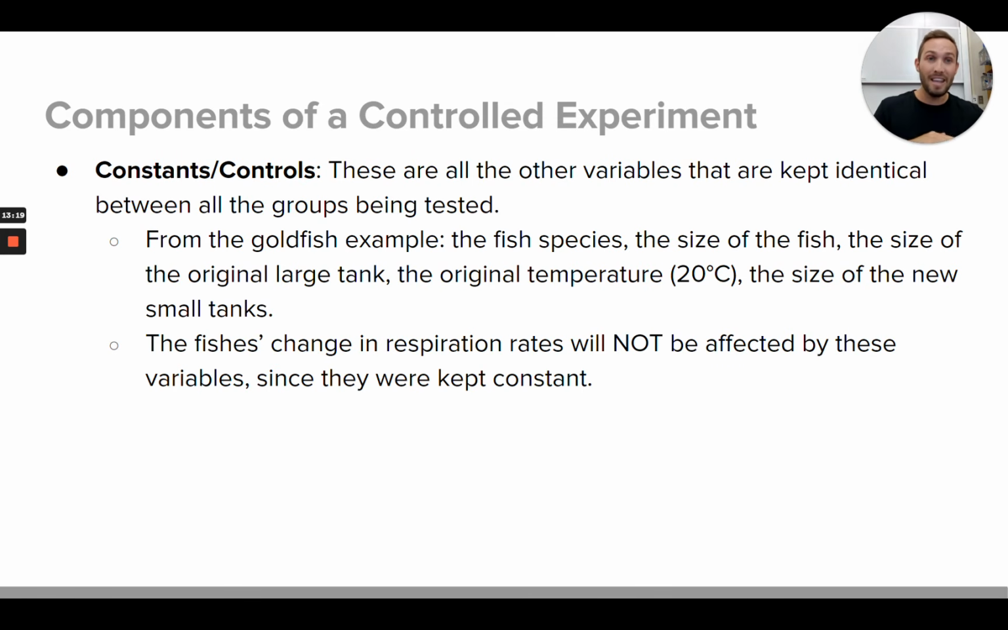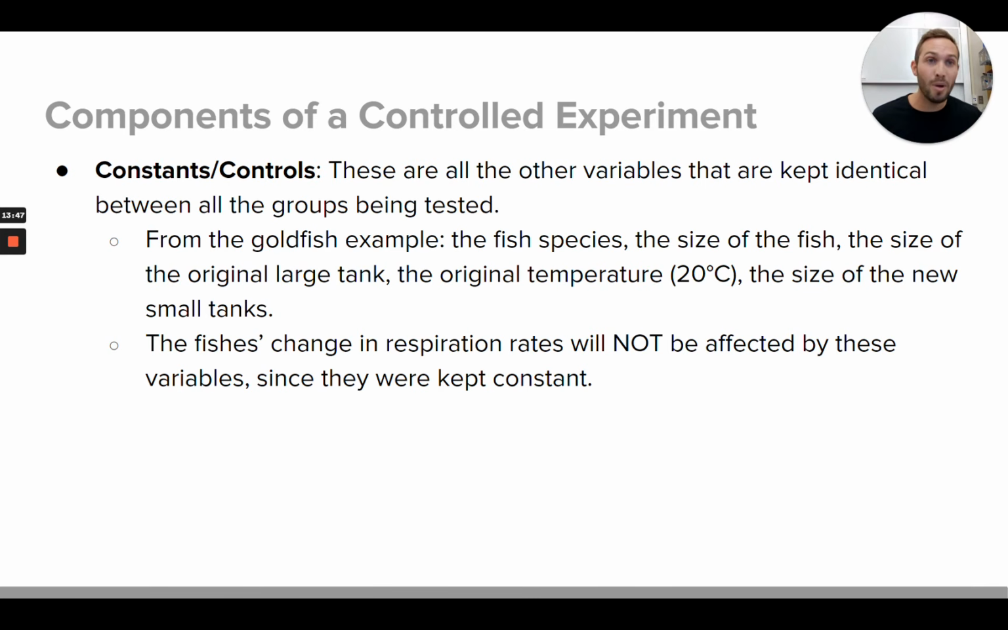And the reason you want that is because if you have all these control variables, then when I look at my data and I look at how these fish started breathing differently, I know it's not because of any of these things, because that fish and this fish, it was the same fish species. It's not because they're different fish species that they're breathing differently and responding to the water differently. It's not because they're different size fish. It's not because this fish was put in a bigger bowl and this fish was put in a smaller bowl that was changing the respiration rate. I know it has nothing to do with that.